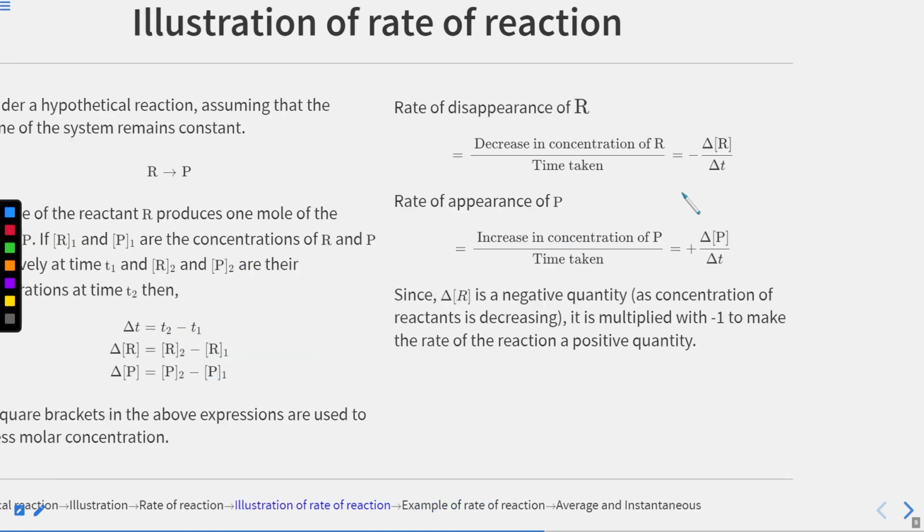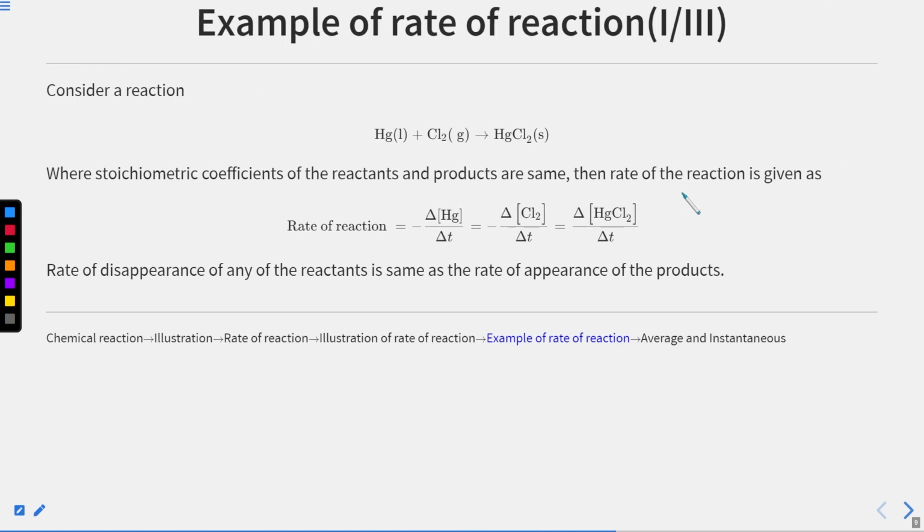Now moving on to the next slide. So this is the slide that consists of examples of rate of reaction. We will see three examples of rate of reaction, and we'll see something very important during this. So the first reaction that we're considering is the conversion of Hg reacting with Cl2, giving us HgCl2. Now, one thing you should remember is that each of these has a coefficient of 1. So keep this in mind. It will be made clear in the next slide.